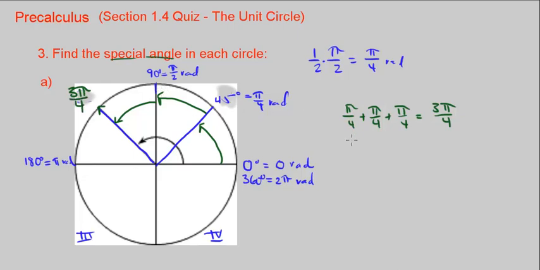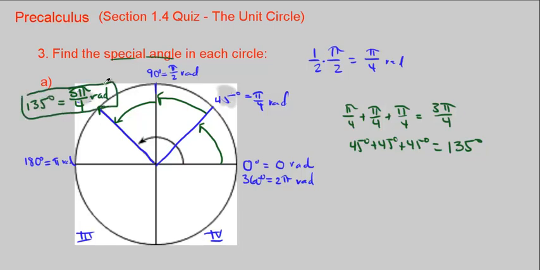Or we know it's going to be 45 degrees plus 45 degrees plus 45 degrees. 45 plus 45 is 90, and 90 plus 45 is 135 degrees. So it's 3 pi over 4 radians or 135 degrees. And that's the special angle for part A. Okay? So let's move on to part B.